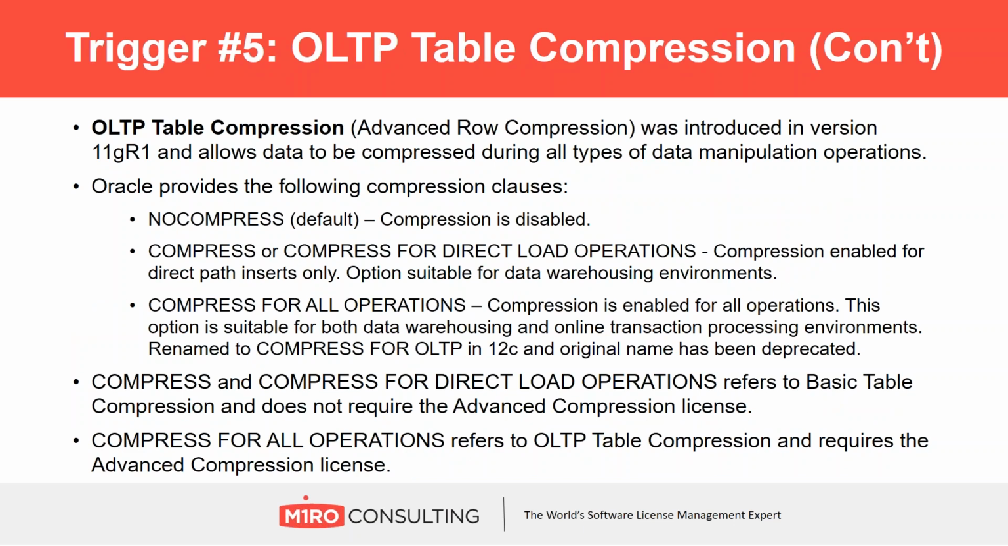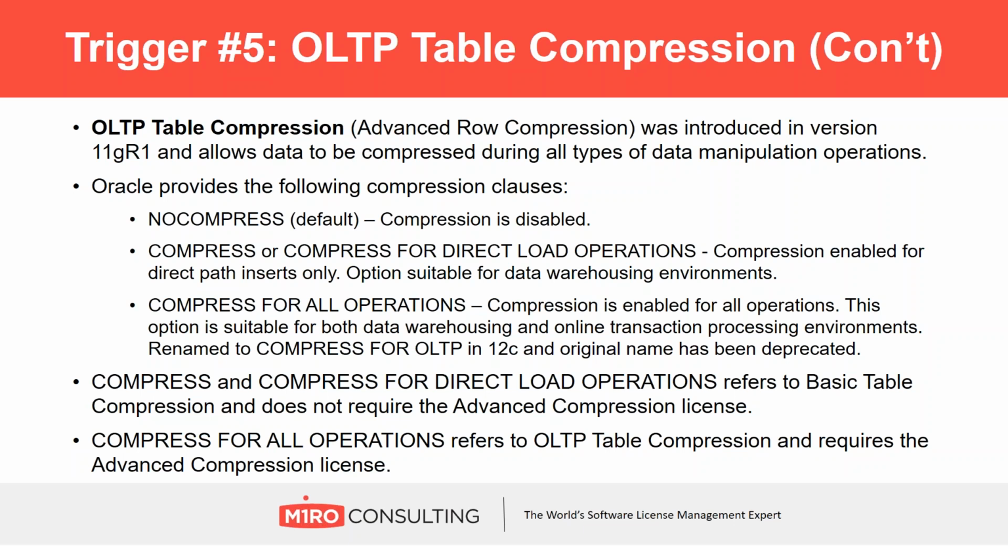The fifth advanced compression option we're going to talk about is OLTP table compression. Oracle actually changed the name of this. It's also referred to as Advanced Row Compression. That was introduced in 11g R1, and that allows data to be compressed during all types of data manipulation operations. Oracle provides the following compression clauses. What's confusing here is that they changed the names around, and we're going to address that right now.